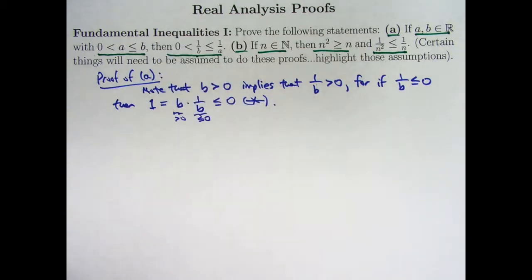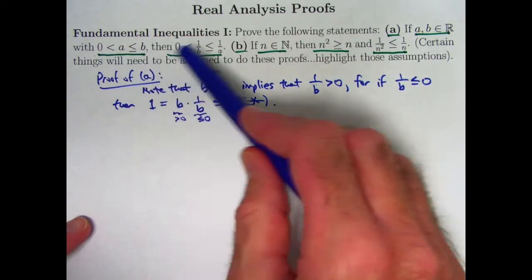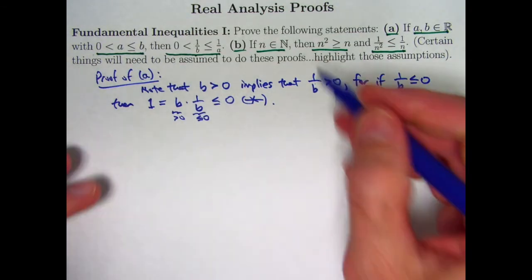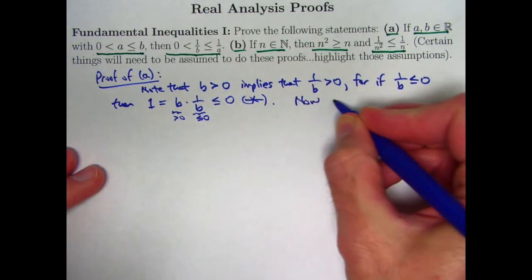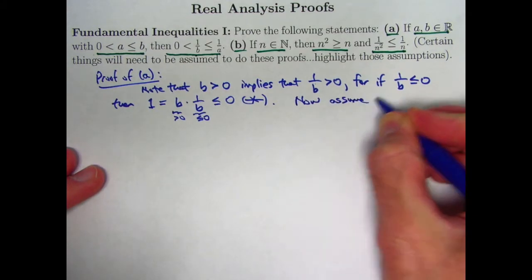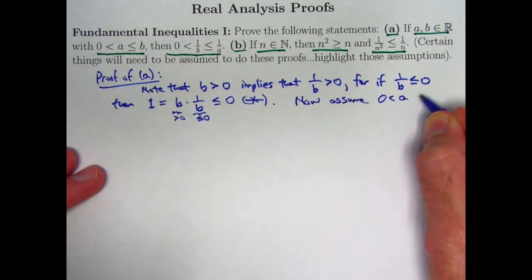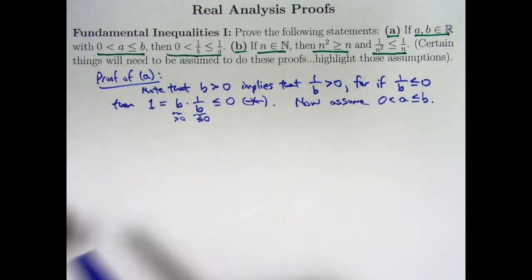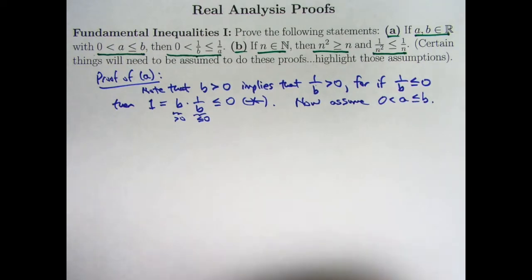Now let's focus on the relationship between A and B. And by the way, a similar kind of thing would hold if I used an A instead of a B. So now assume that these numbers are both positive and A is less than or equal to B. We must show that 1 over B is less than or equal to 1 over A. How can you do that?